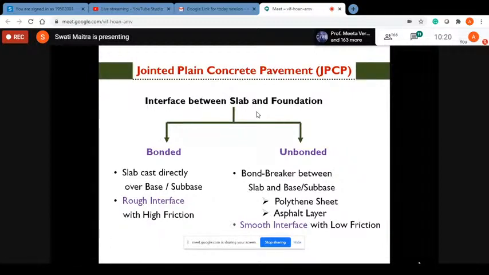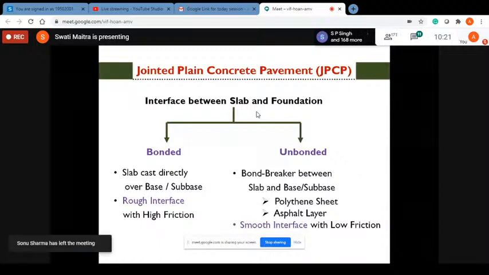In case of bonded interface, the underlying base layer actually contributes in taking the total load. Because the neutral axis now shifts, maybe the strength of the two layers are different for concrete slab and the base layer, but since they are completely bonded, the neutral axis shifts. So finally the stress developed on the concrete slab is less. In that case, we can have a lesser thickness requirement for bonded interface case.